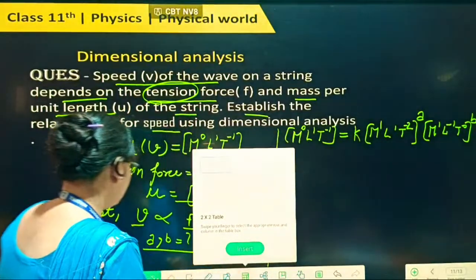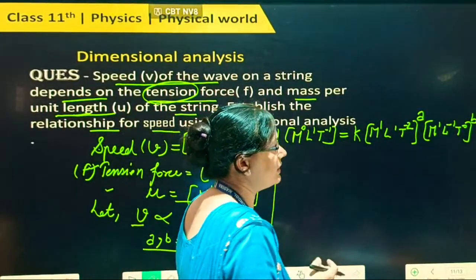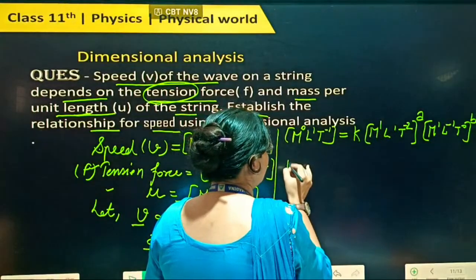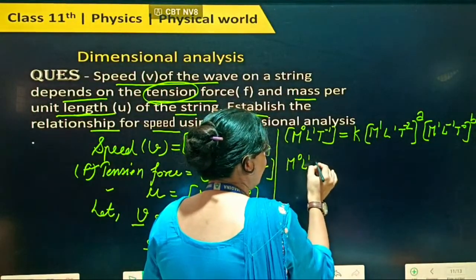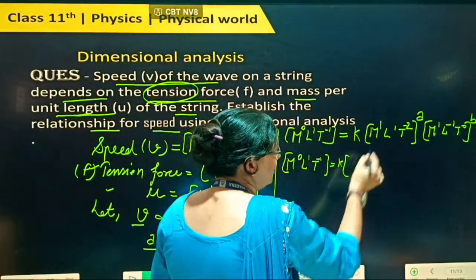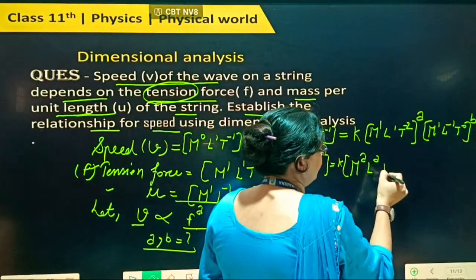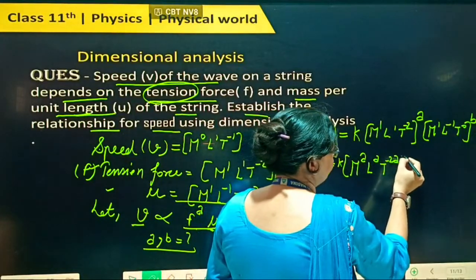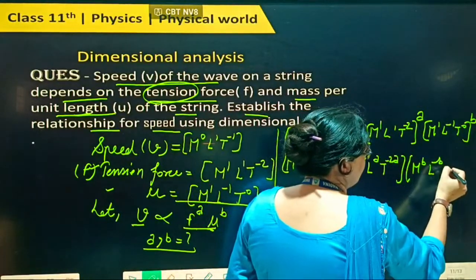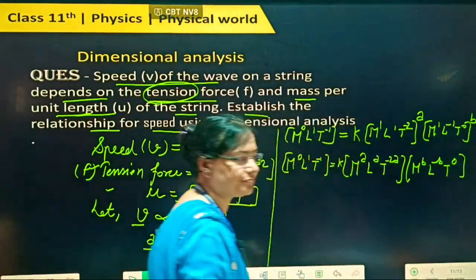We are taking a and b here. So how can we solve this general equation? How can we solve for these powers? Multiply the powers. On this side we write it as it is, so K, then M^a L^a T^-2a, times M^b L^-b T^0. That's why we will write the velocity side as it is.